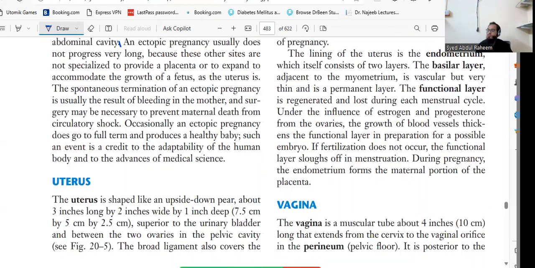There are very few cases where an ectopic pregnancy produces a healthy baby. Sometimes it happens, but most of the time it doesn't. So this is the cause: the ovum meets at an abnormal area where the placenta, the covering of the baby, and all the arteries and veins will have the connectivity. Basically, it will not happen there. So that's the reason the ectopic pregnancy is very risky.